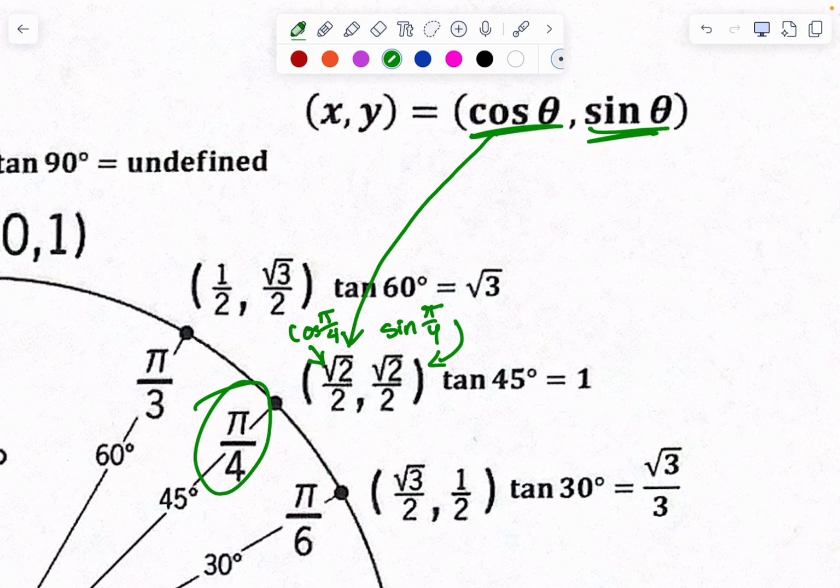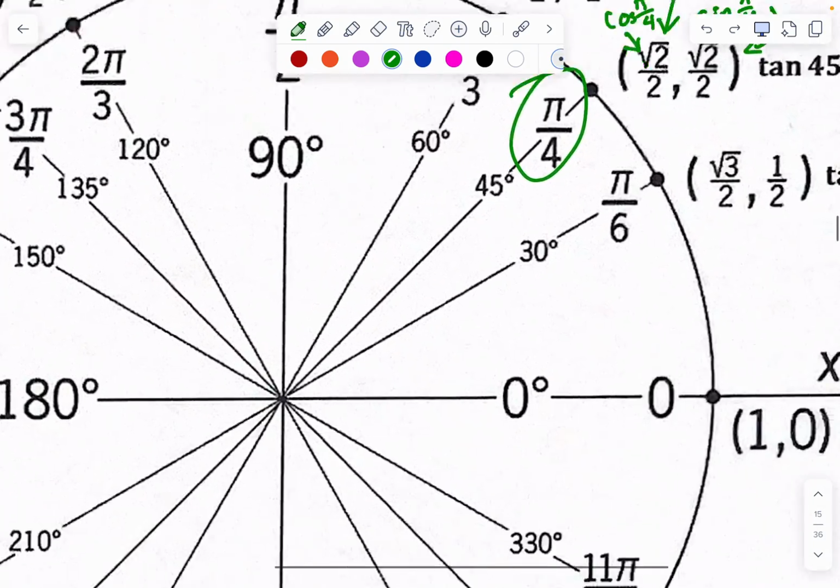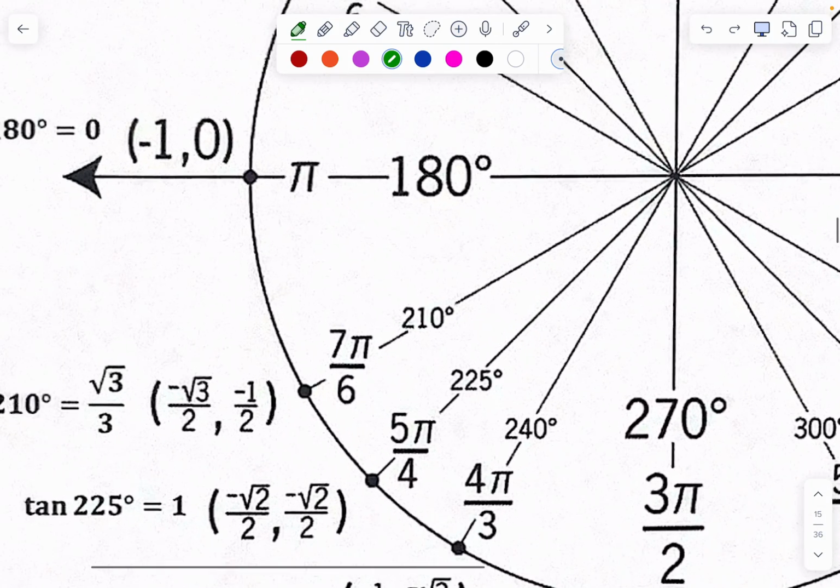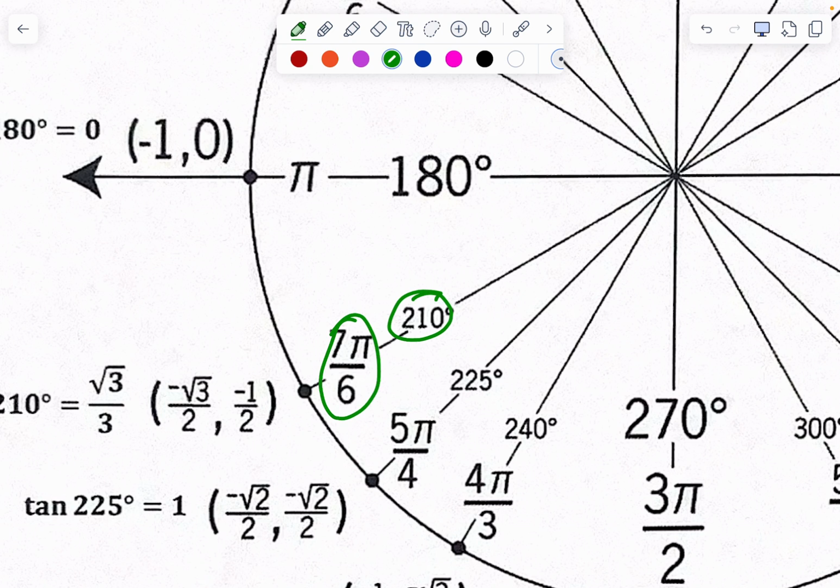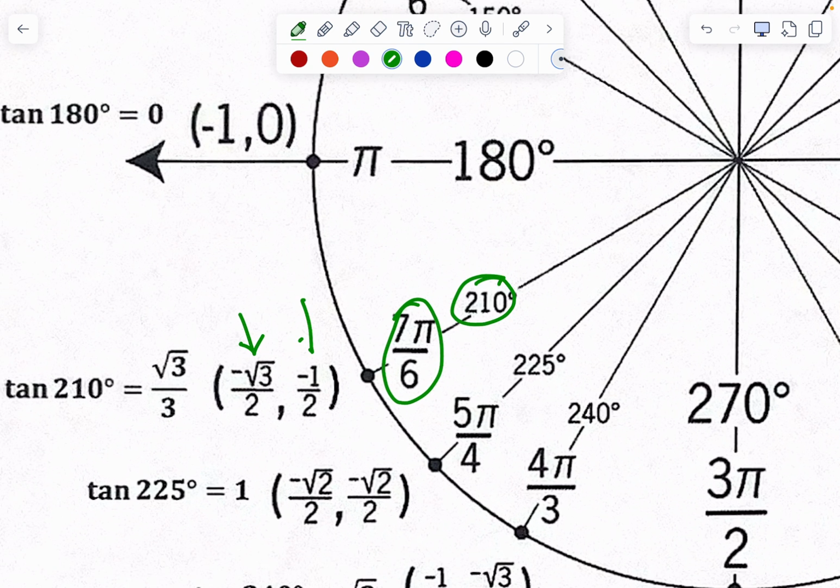What is tangent of pi over 4? 1. Tangent of 45 degrees or pi over 4 is 1. So every single sine, cosine, and tangent is all on this thing. Like if I'm looking at 210 degrees or 7 pi over 6, cosine is this guy, sine is this guy, tangent is this guy, right? I can figure out what those are. It's basically like I have access to a calculator, right?